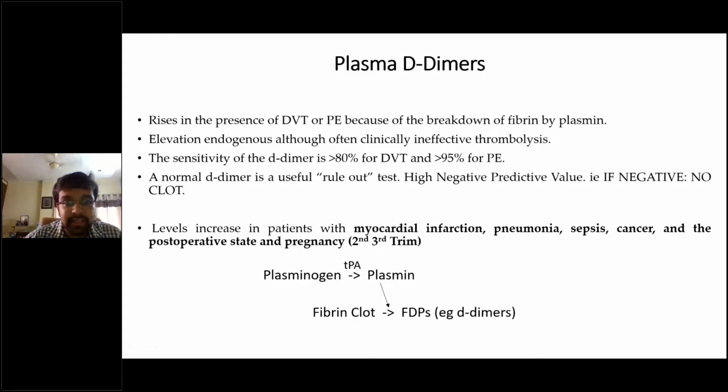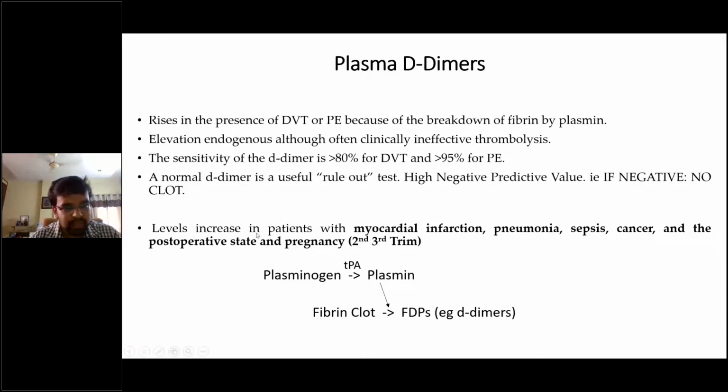Therefore, we say the D-dimer has a very high negative predictive value. A negative result is very, very important for us. So, in conclusion, D-dimers rise in the presence of DVT or pulmonary embolism. They have very high sensitivity, more than 95% for pulmonary embolism, and they have very high negative predictive value.